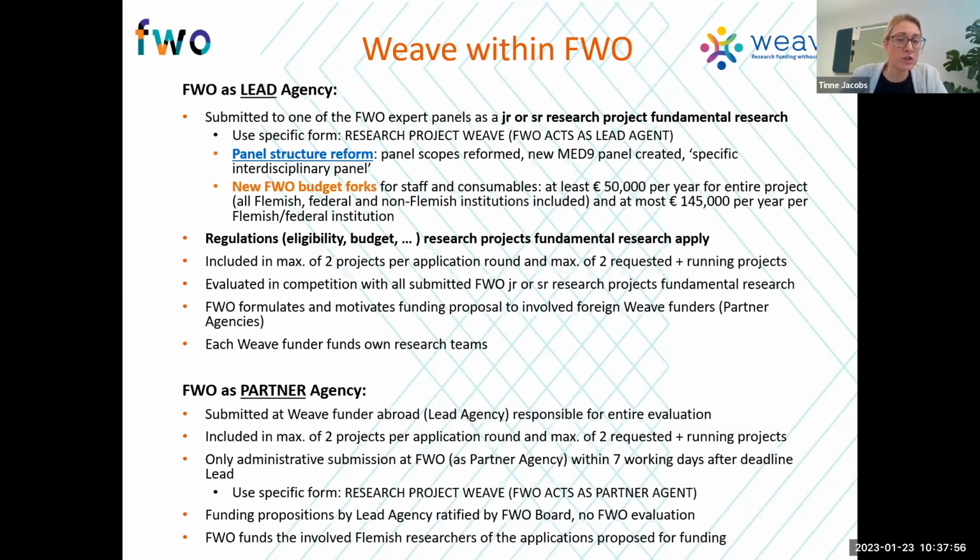Also, the FWO budget forks have been revised. So for staff and consumables, we now have set a condition that at least 50,000 a year has to be requested for the entire project, so including all Flemish, federal and non-Flemish institutions. On the other hand, at most 145,000 euro per year can be requested per Flemish or federal institution to the FWO. So please take into account these new FWO budget forks. We will update the web pages today, so you will find all information there as well.